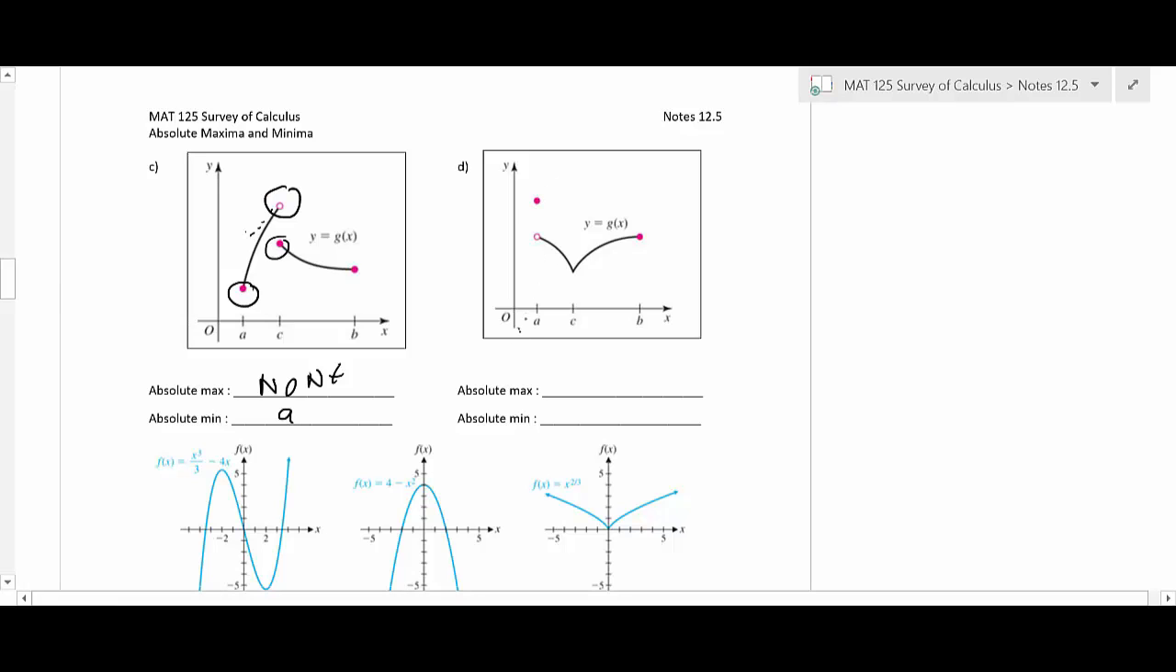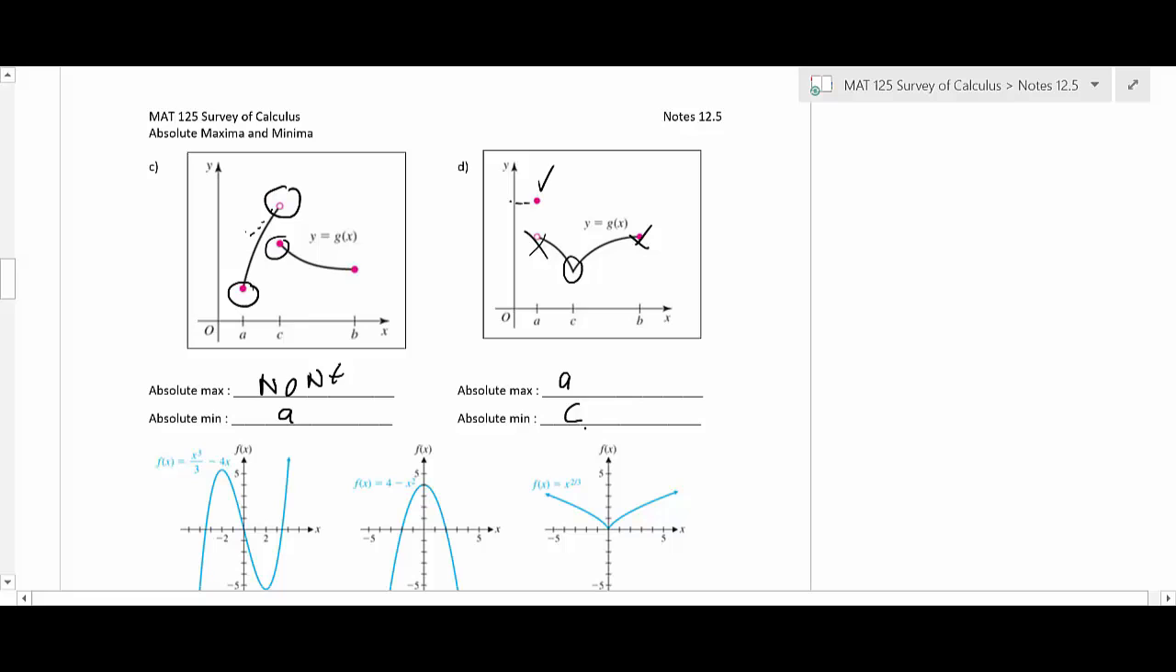When you're at A, that's where your y value is. That's solid there, so that's it. Solid dot means that is a definitive point on the graph. That's not there. That point right there is clearly higher than the other two. How about the absolute min? C. Yeah, that's pretty clear there. That's the absolute low point, so that's C like that.